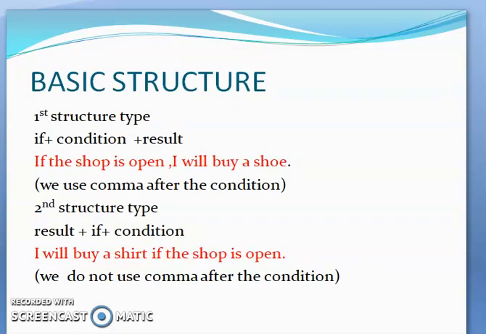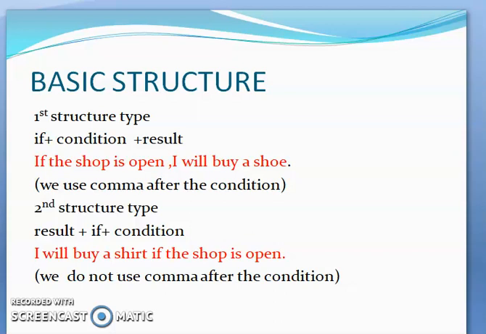In the next slide, we are going to see the basic structure of the conditional sentence. There are two possible basic structures in a conditional sentence. The first structure type is the if condition plus the result. Look at the example which is given here. If the shop is open, I will buy a shoe. We use a comma after the condition. This is called the first structure type.